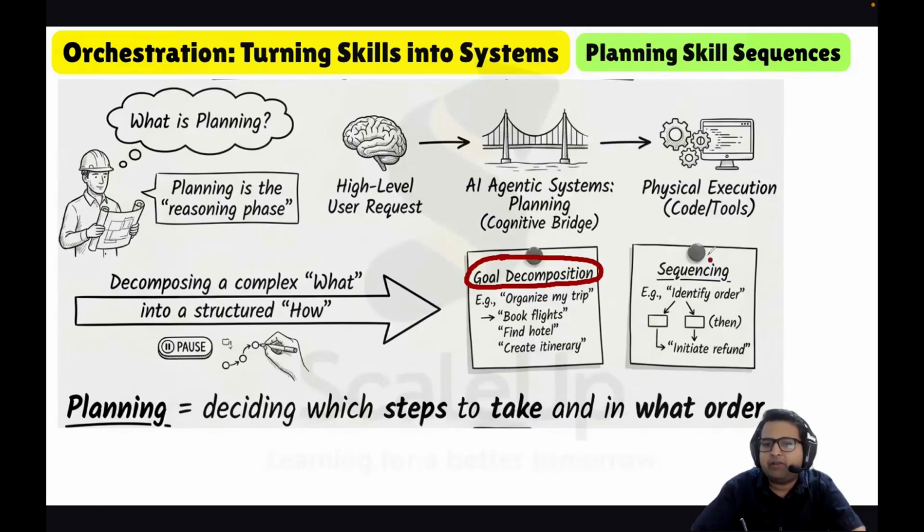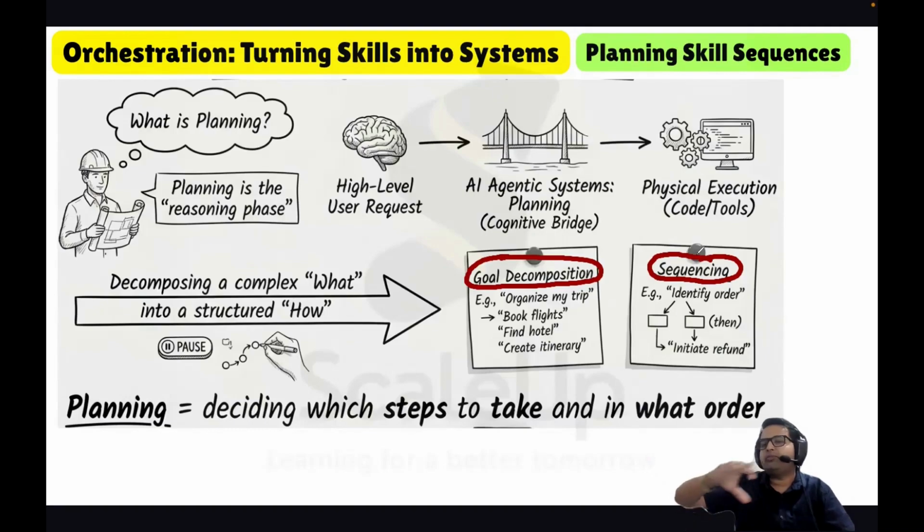Planning also involves sequencing, determining the dependencies. For instance, you cannot initiate a refund before you identify the order. So we have the subtasks and now we arrange them in an order. That is what sequencing is. In order to initiate a refund, first we have to validate and identify the order.